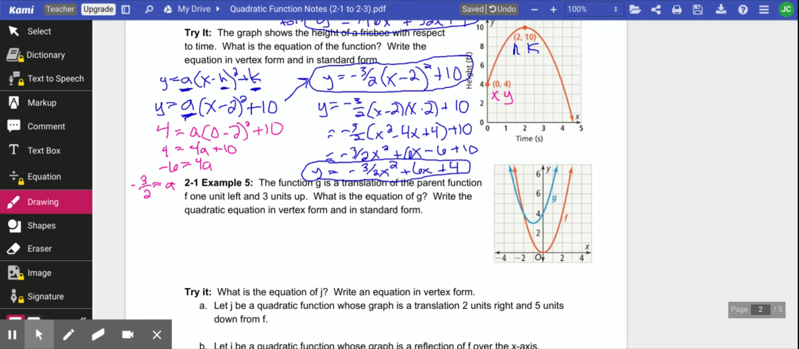All right, the last video will tackle the last example there with some transformations.